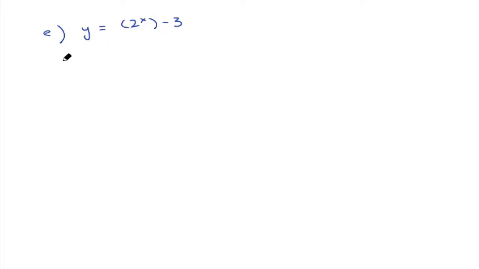Okay, so let's start with part I, where we find the y-intercept. Y-intercept is when x is 0. So we get 1 minus 3. So the y-intercept here will be negative 2.